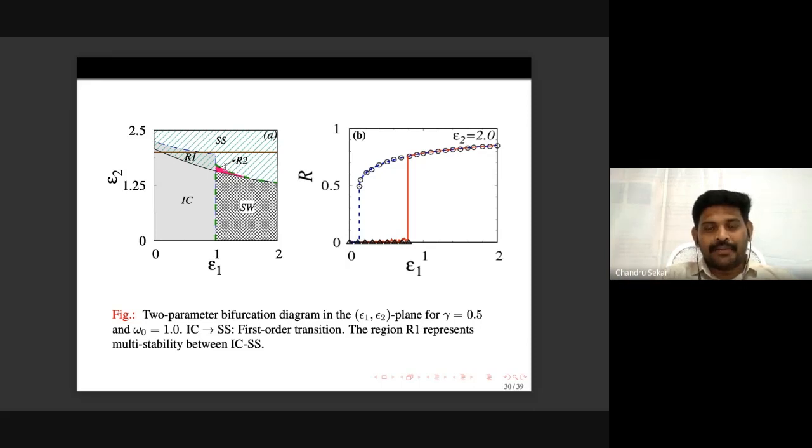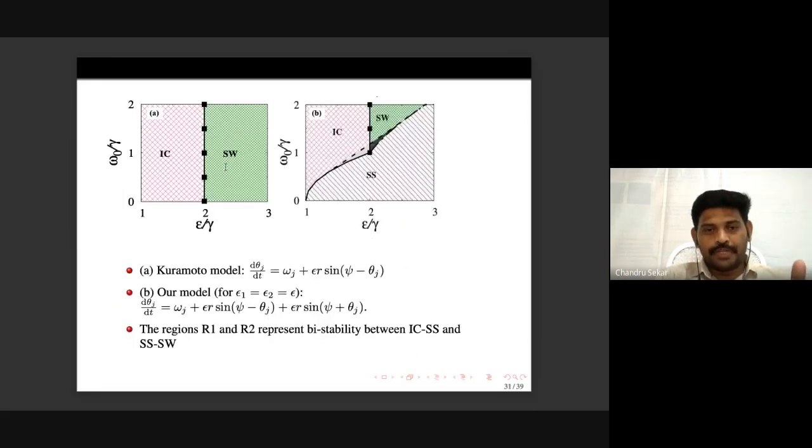So to compare our phase diagram with the Kuramoto phase diagram, I have plotted two phase diagrams here. In the epsilon and omega naught space, in the Kuramoto phase transition, we only have two states, incoherent and standing wave. But here we have three states: incoherent, standing wave, and stationary synchronized state. And we also have a multi-stability region.